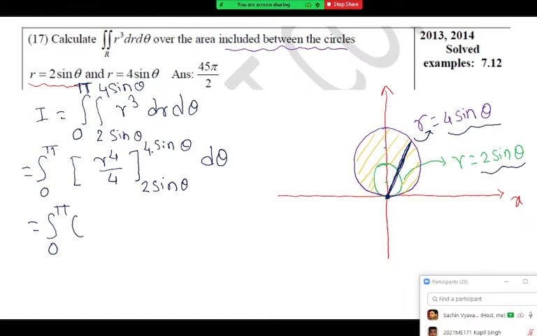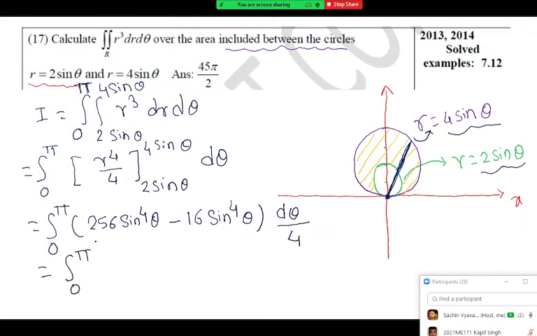So this is 4 raised to 4, is it 256 minus 16, and that 4 as it is, this 1 by 4. So you will observe we get 60. So that's about the simplification. Now how to integrate sine raised to 4 theta? How to integrate sine raised to 4 theta?